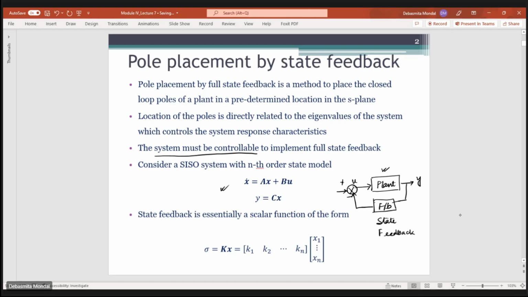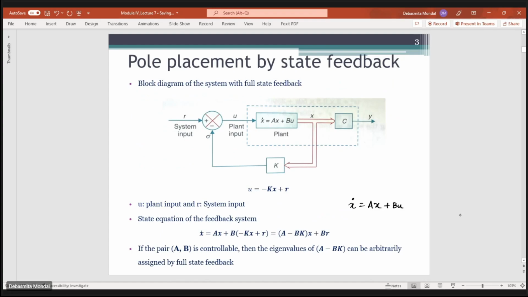sigma is equal to k into x, where the value of k is a vector like this, and x is obviously the state variables of your system. So this will be the block diagram of the full state feedback. Here you have the plant, you have the gain of the system. Then the outputs of the plant are the state variables.